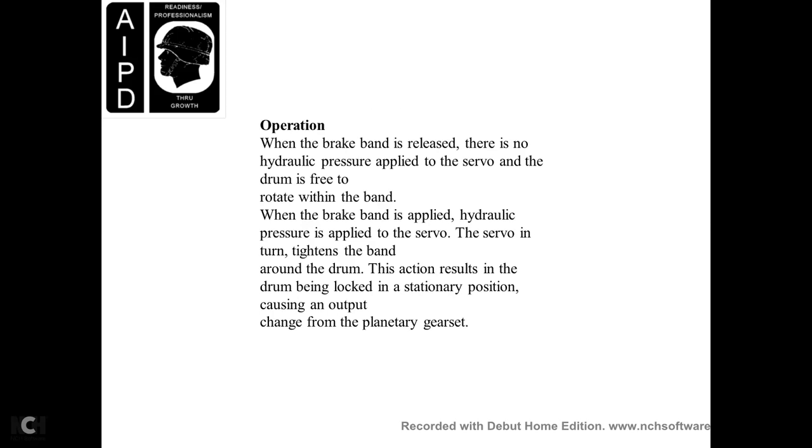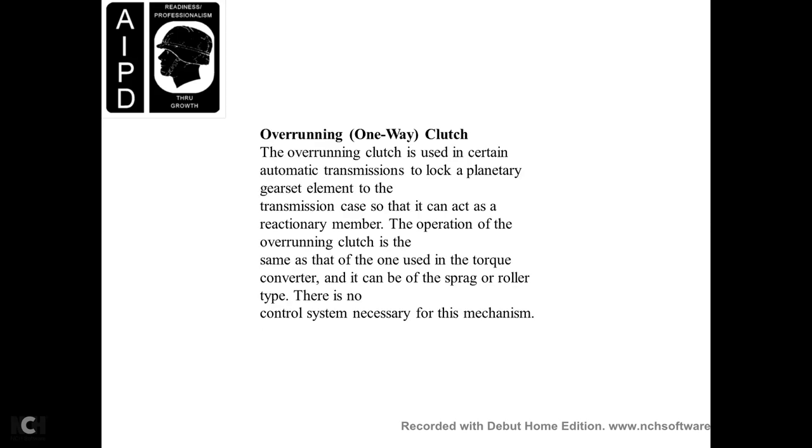When the brake band is released, there is no hydraulic pressure applied to the servo. The drum is free to rotate within the band. The brake band is applied when hydraulic pressure is applied to the servo. The servo then turns tight, with the band around the drum. The action results in the drum being locked in a stationary position, causing an output change for the planetary gear set.